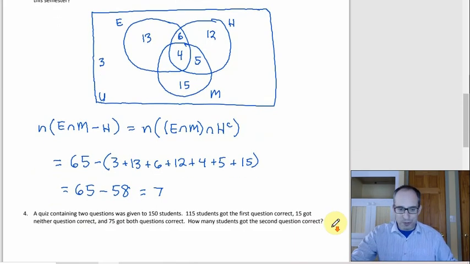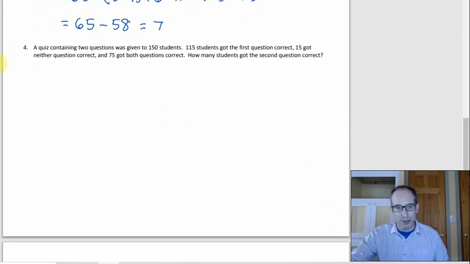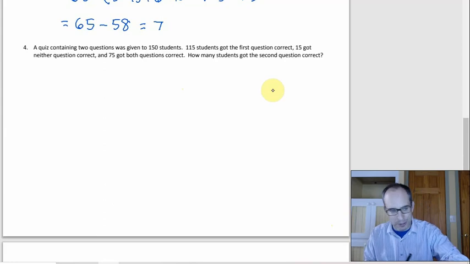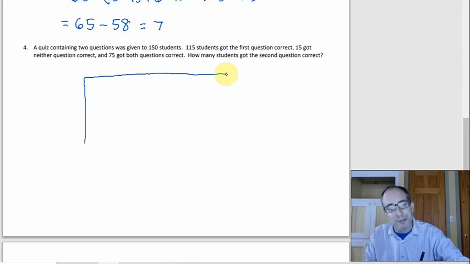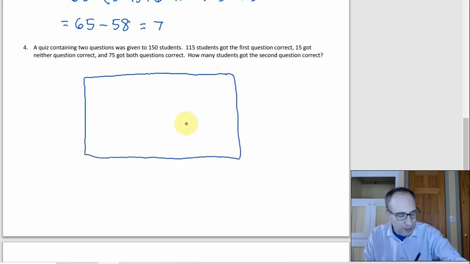All right, number 4. So this is going back to 2, because it's only first question, second question. And so that means we don't need a picture that's quite as big. That's why number 4 has a little bit less room on the page, because the Venn diagram doesn't have to be as huge. I guess you could make it that way. I'll still make it kind of big.